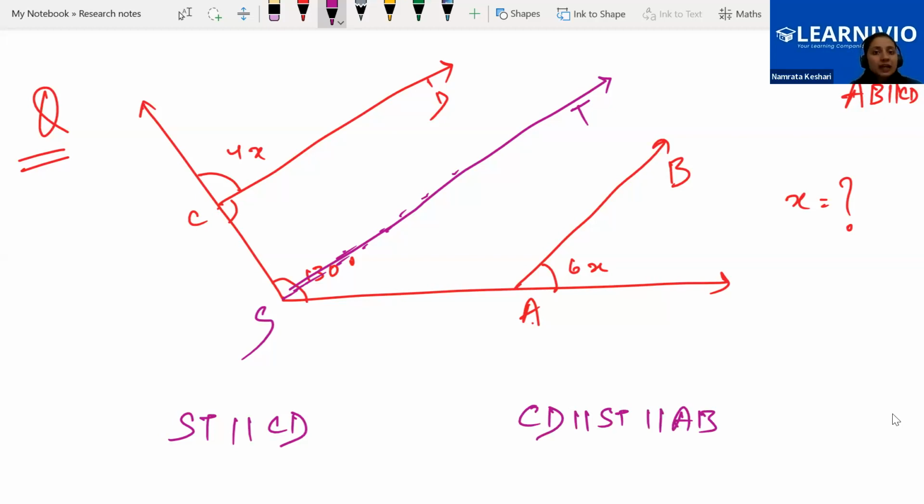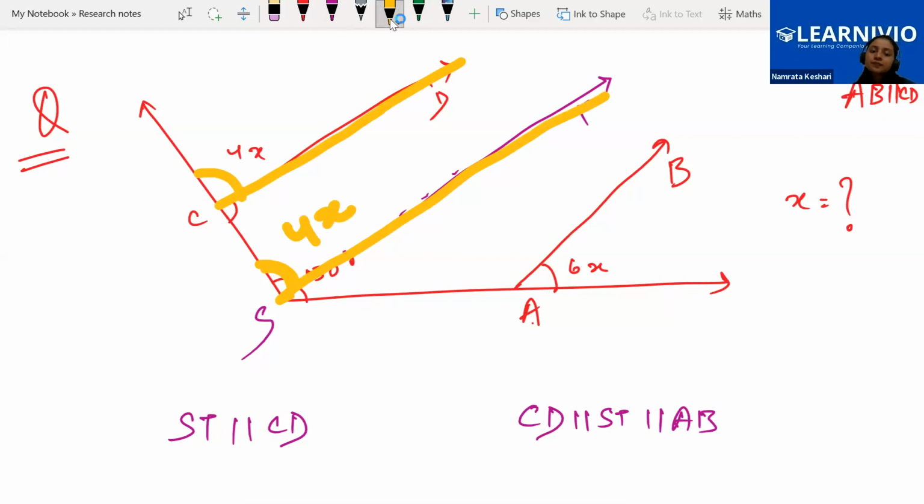Now, if all are parallel with each other, let's apply the concept of parallel lines. CD and ST, these two are parallel. Here we have 4x. So can we say this much will also be 4x? Can we? Yes, ma'am. Which pair is it? Pair of corresponding angles. Perfect. These two are a pair of corresponding angles.